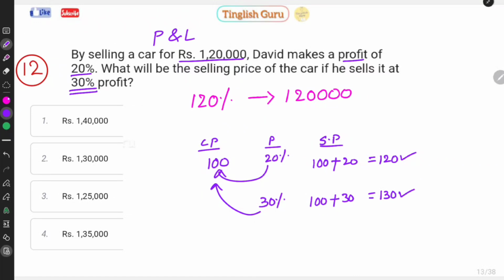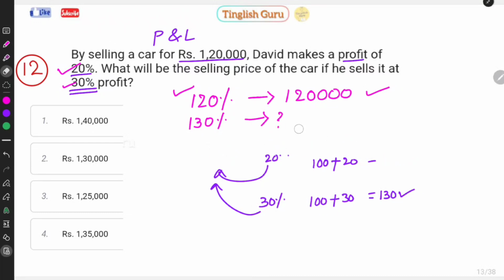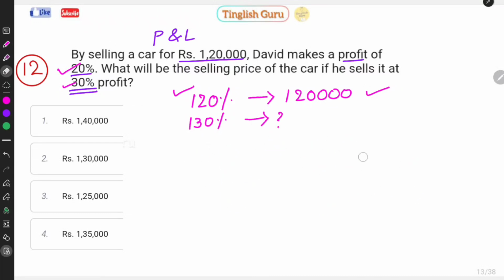So that means in our given question 20% profit is given. That means total it has become 120%. So 120% value is equals to 1,20,000. So we have to find 30% profit. That means we have to find 130% value. 130% value we have to find. So we will find it like this.